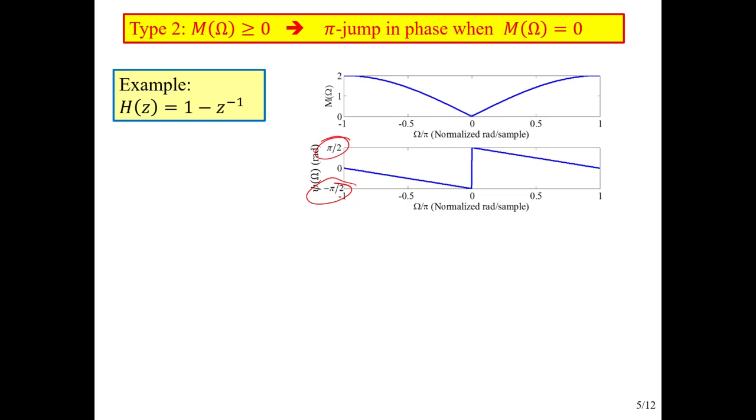It doesn't have to be from minus pi over 2 to pi over 2. All that matters is it's a pi jump. In this example, it just happens to go from minus pi over 2 to pi over 2. It could go from minus pi over 4 to, would it be 3 pi over 4, something like that. Any pi jump is valid for this scenario.